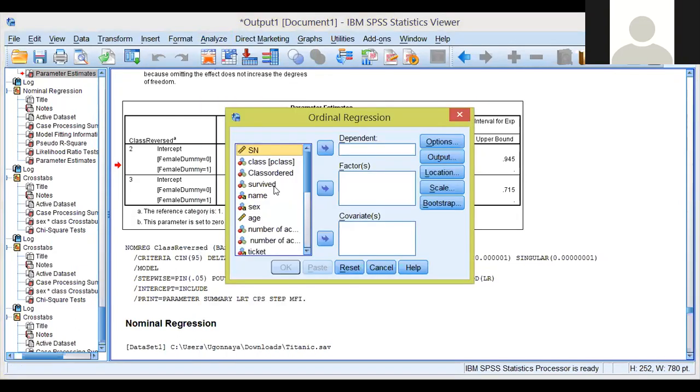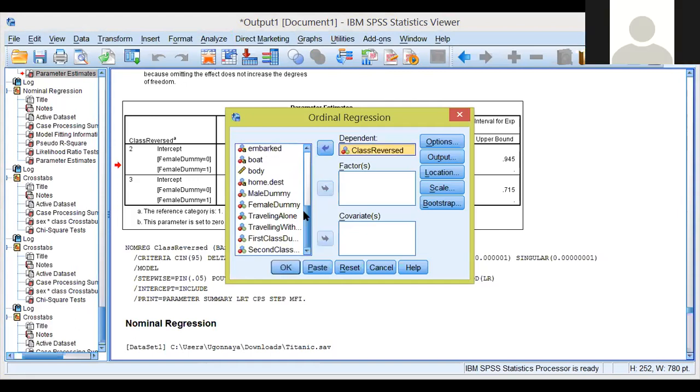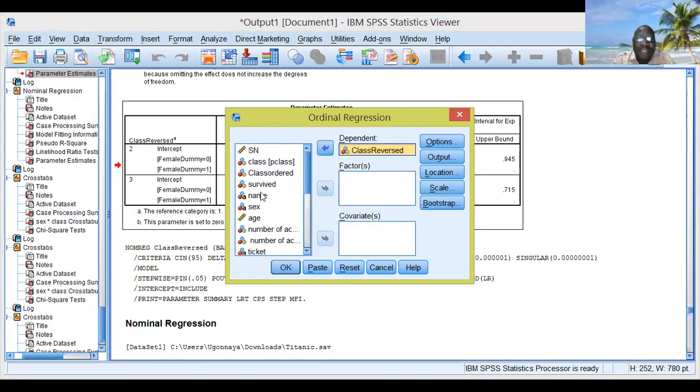So, what do I put for the dependent? Put the reverse, still put the reverse. Class reverse. Okay. Then for the factor, we can still use the same sex. Use the same. You can put female cell, male cell. Let's just put one of them, not that one, the coded one. The coded one, dummy.